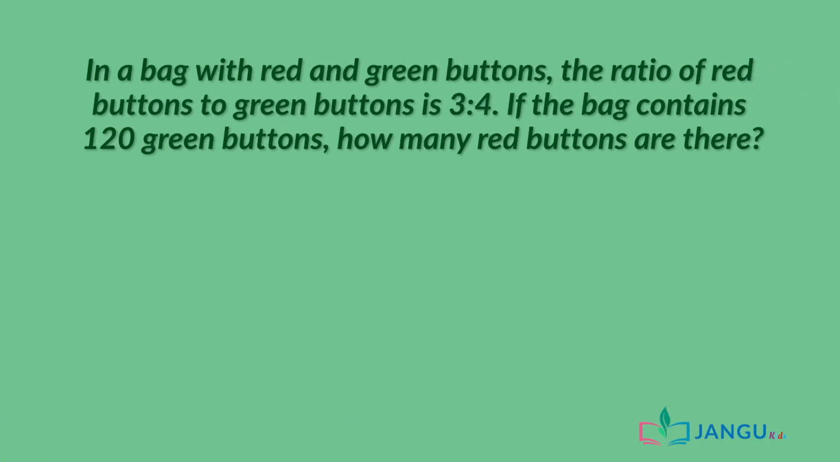Let's try another example. In a bag with red and green buttons, the ratio of red buttons to green buttons is 3 to 4. If the bag contains 120 green buttons, how many red buttons are there? First step is to assign variables to the unknown number of red buttons. Let x be equal to red buttons. The second step is to write the items in the ratio as a fraction. 3 over x equals 4 over 120.